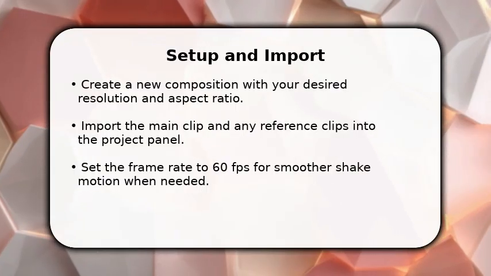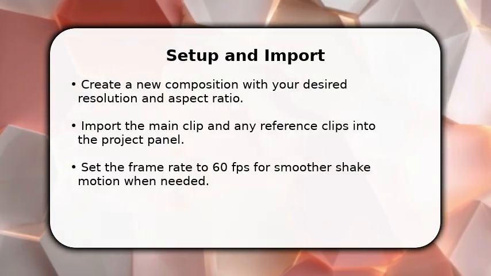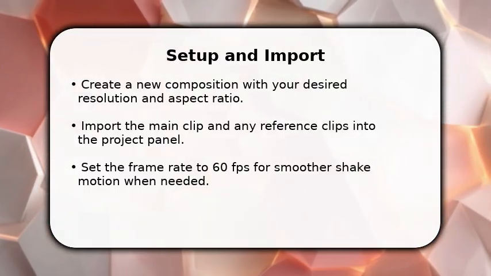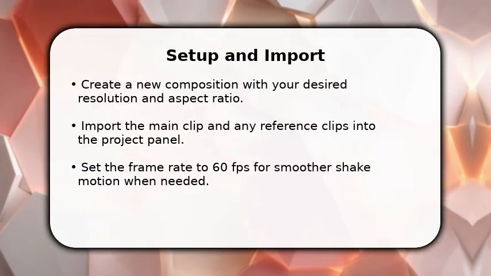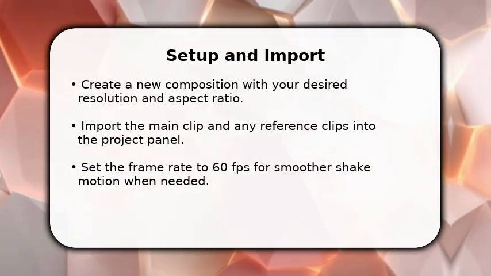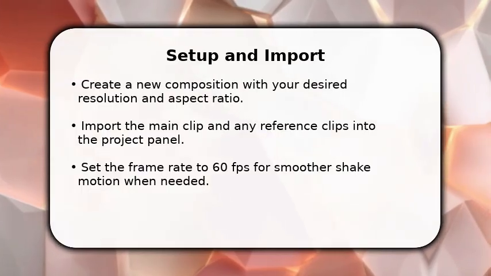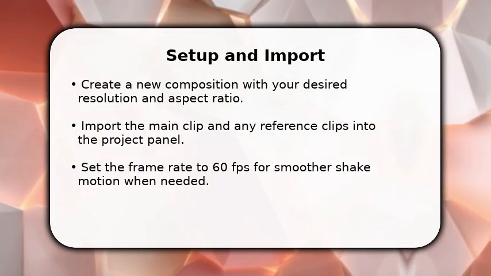In this video, I will show how to make a hard shake in Alight Motion. Start by creating a composition and importing your clip, then set the frame rate to 60 FPS for smoother motion. Trim the clip and mark the beat or impact point where you want the shake to peak.